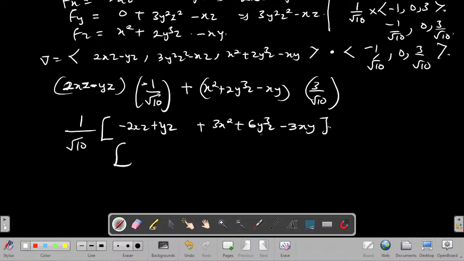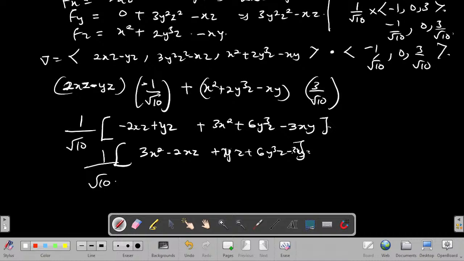Then xy. Okay. So we simply have to maintain 3x squared minus 2xz plus 7. No, this is y cubed z. So let's still have yz plus 6y cubed, and minus 3xy. But that's the whole explanation, okay? 1 over root 10, and this gives you your directional derivative. Okay, as simple as that.